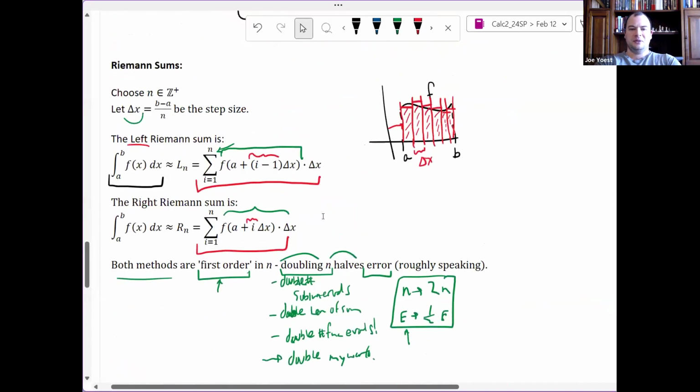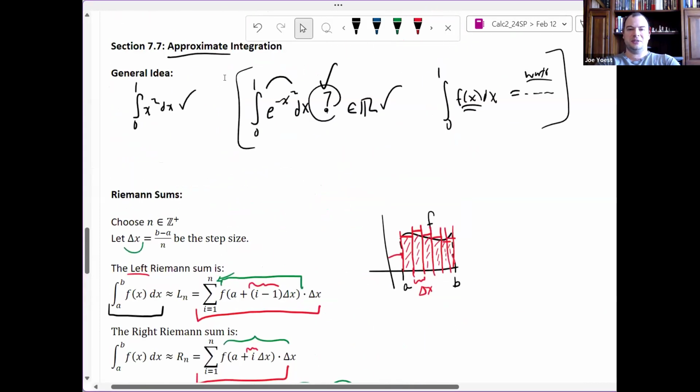Okay, so again, we'll go through some more of these details in the supplement, but that finishes us up for today.